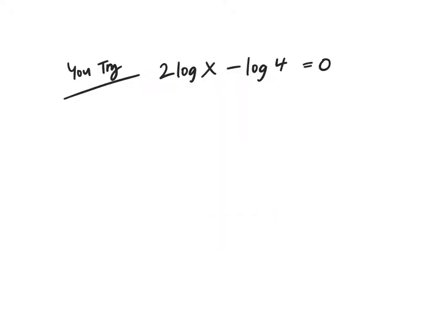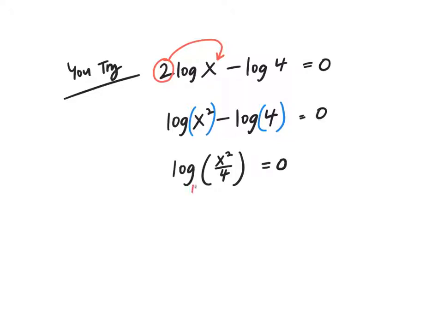Here's a last U-try problem. So on the left-hand side, if I want to write this as a single logarithm, I first have to move the coefficient as a power. And then because I'm subtracting, I can divide on the inside. Note that you have a base 10 here, so you can exponentiate by base 10 on both sides, yielding x squared over 4 is equal to 10 to 0, right? 10 to the 0 is 1.